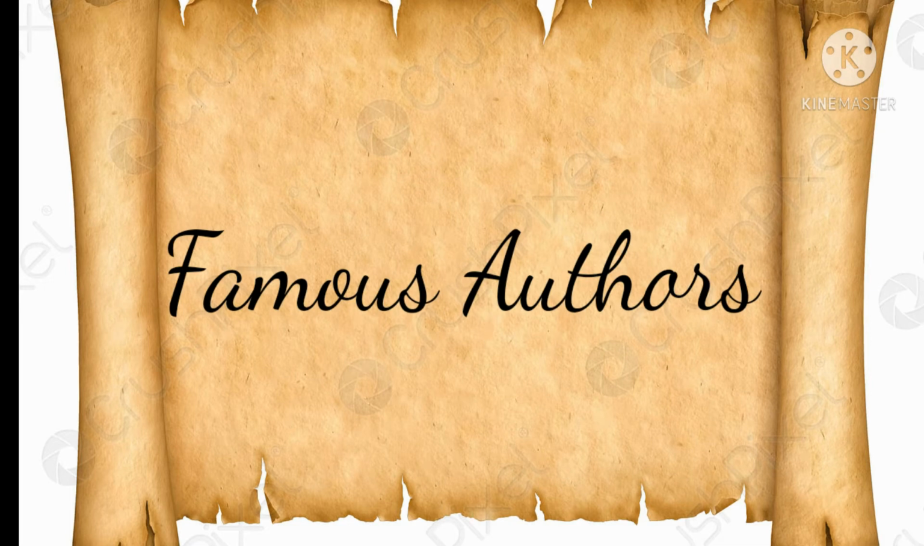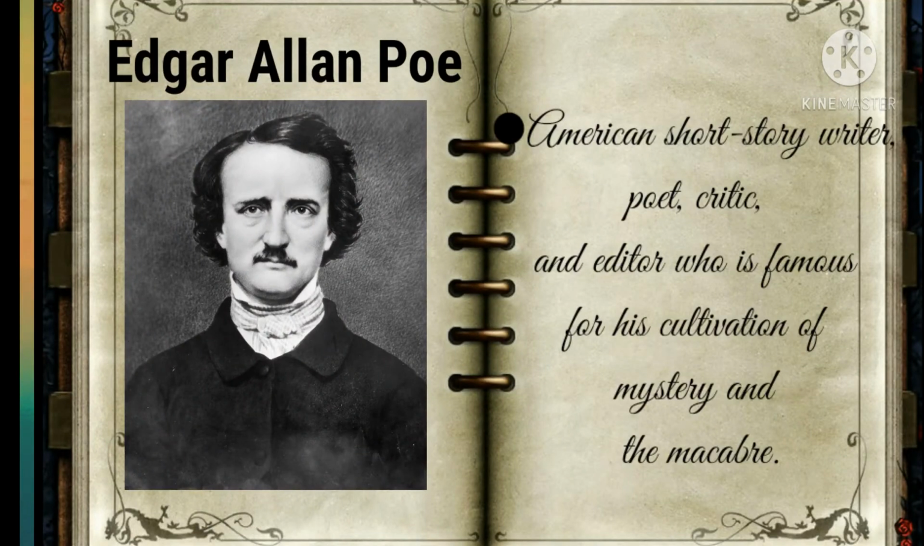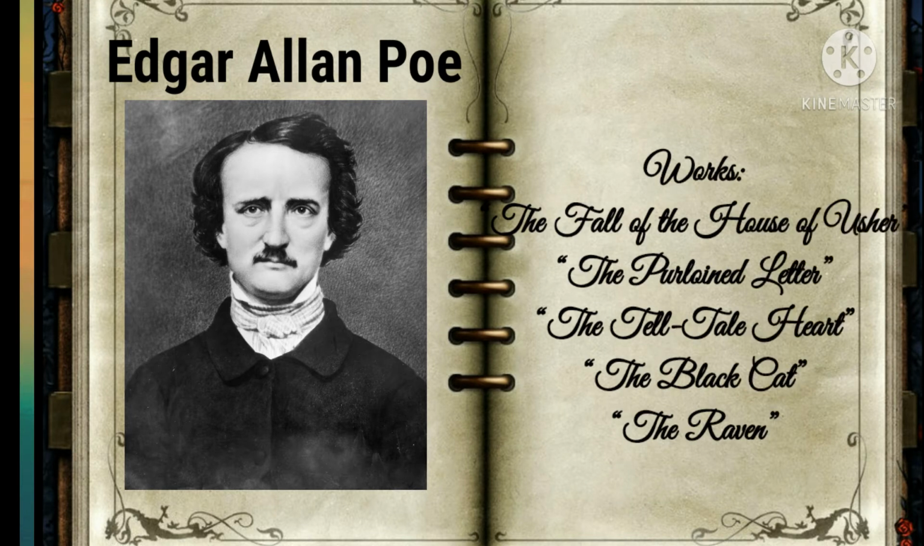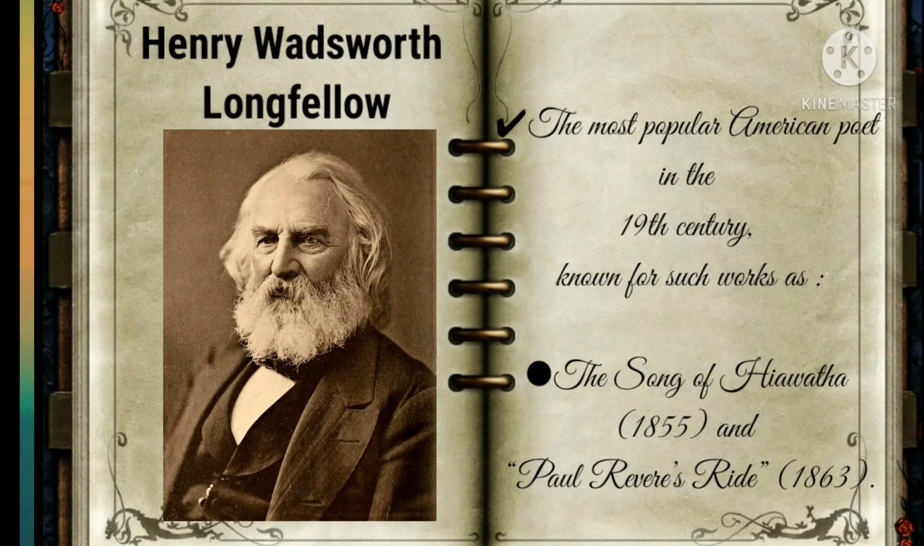Here are the famous authors during this period. Edgar Allan Poe. He is an American short story writer, poet, critic, and editor who is famous for his cultivation of mystery and the macabre. His notable works were The Fall of the House of Usher, The Purloined Letter, The Tell-Tale Heart, The Black Cat, and The Raven. Henry Wadsworth Longfellow.